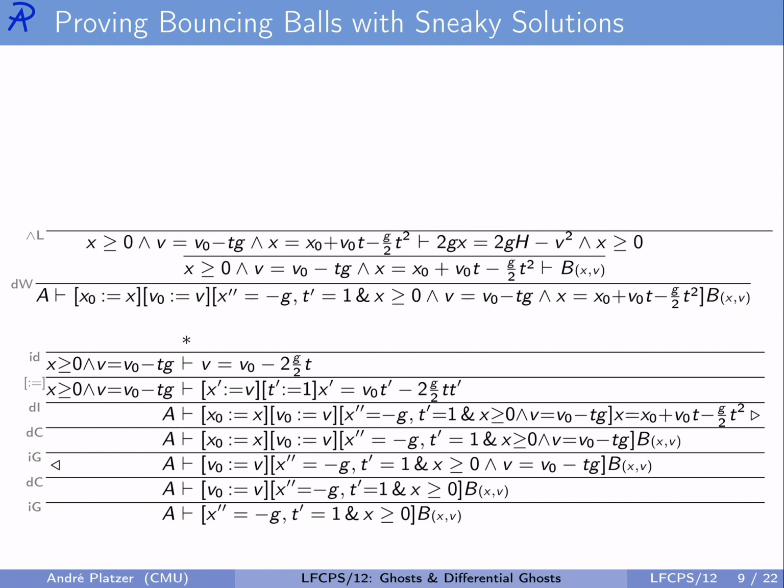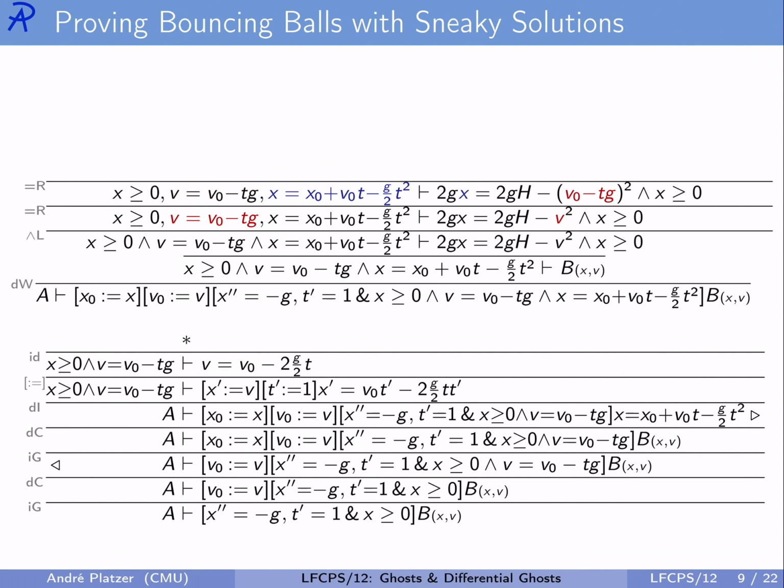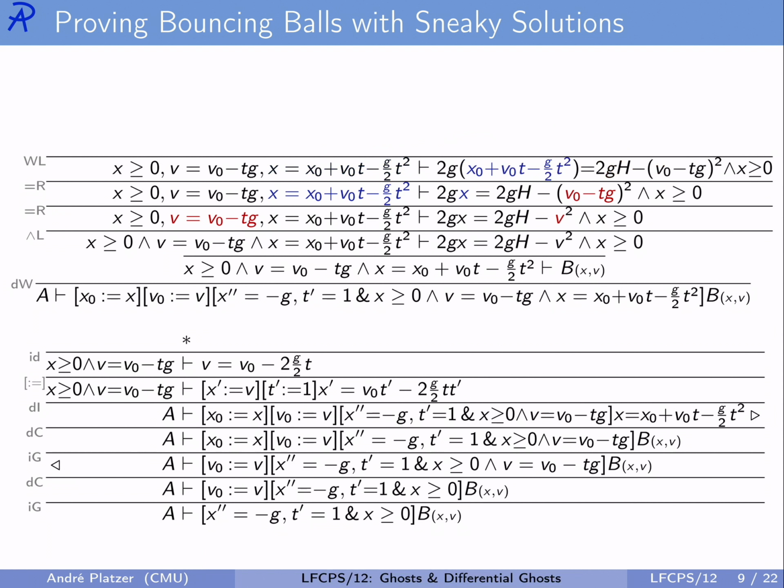Let's spell that out in more detail. Here's the question when we expand what B is, and then we split the proof at a conjunction after we first rewrite the velocity by substituting an equation in, and then rewrite the position by substituting an equation in to get this. Now we can weaken the things we no longer need.